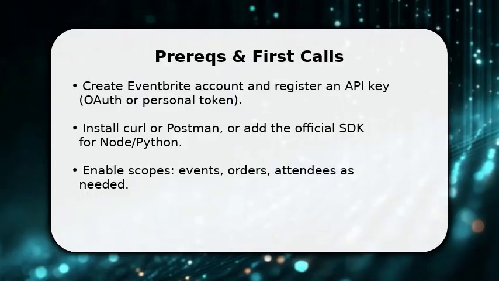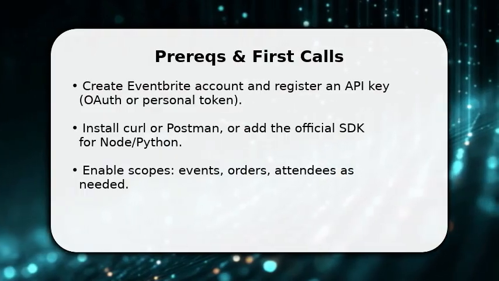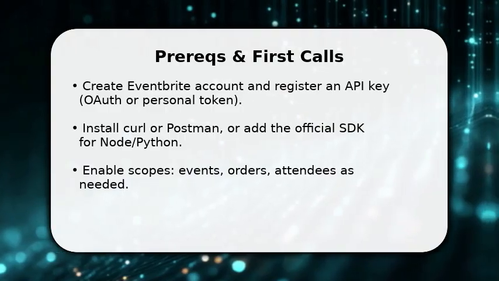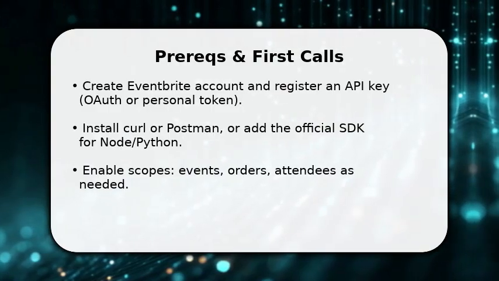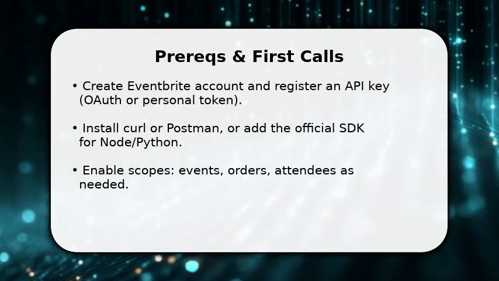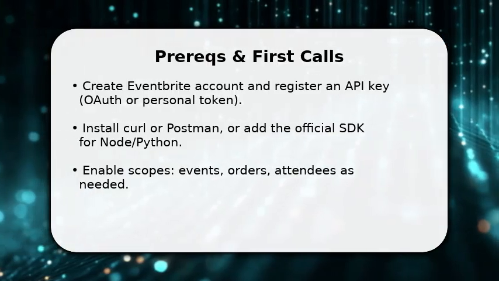You start by getting credentials. Create your Eventbrite account and generate an OAuth token or personal token. Once done, install a client, curl, Postman, or the official SDK for Node or Python so you can make requests quickly. Make sure to request scopes for the resources you need like events, orders, and attendees.